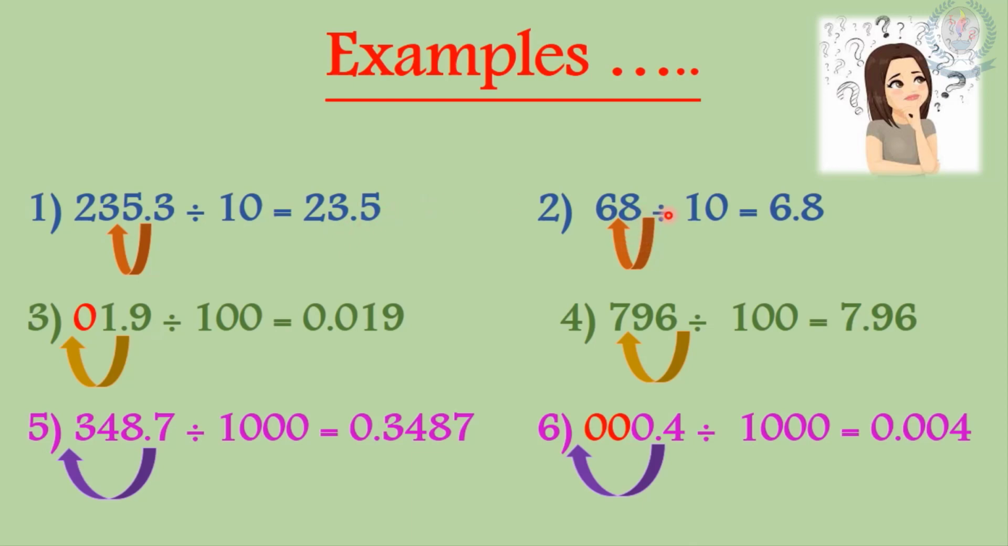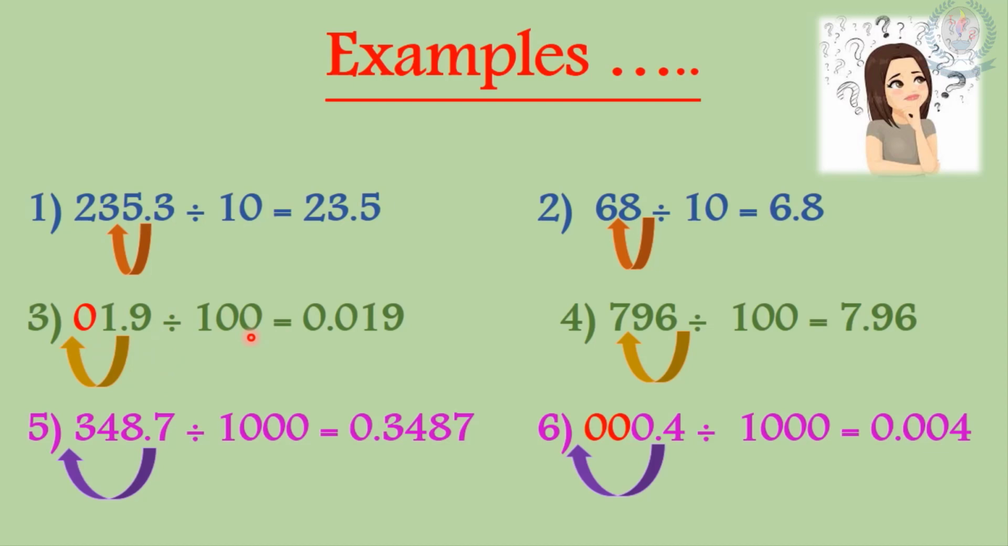Second one, 68 divided by 10. Here, just a whole number is there. As we already know, if we can't see any decimal place, it means after the last digit, decimal place is there. That means after 8, decimal point is there. So here also we have to do division by 10. So we take the decimal place to left hand side by 1 digit. So it comes in between 6 and 8. The answer is 6.8.